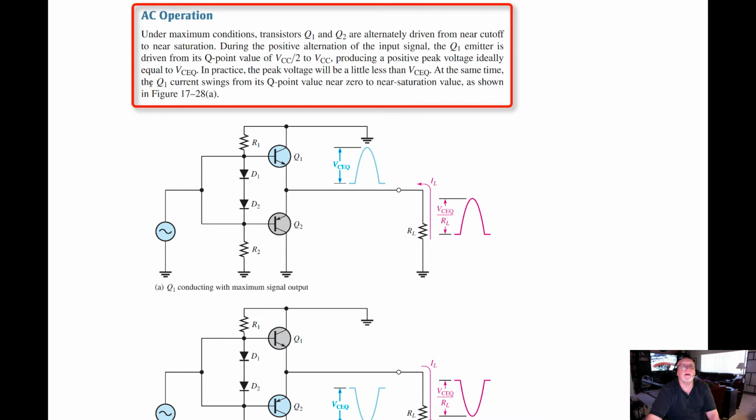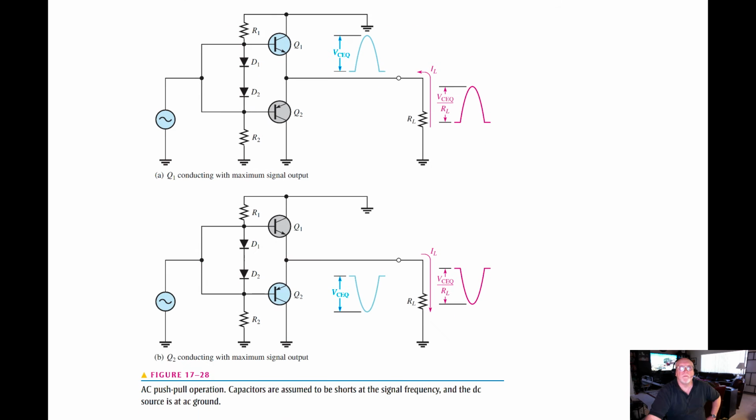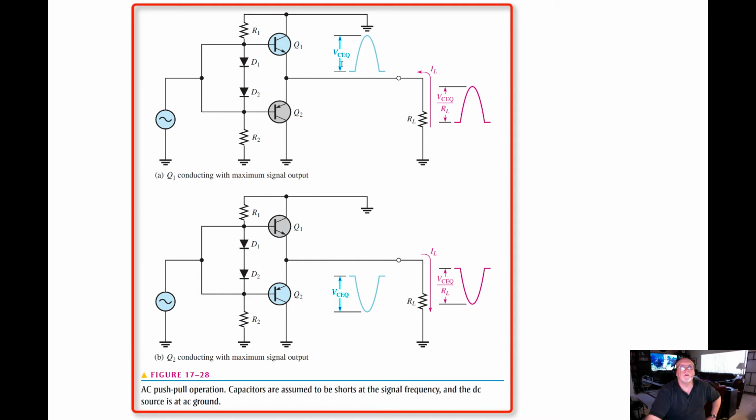At the same time, the transistor 1 current swings from its Q point near the value of 0 to near saturation value, as shown. So we can see here where we get the maximum values. Capacitors are assumed to be shorts at the signal frequency, and the DC source is at AC ground.